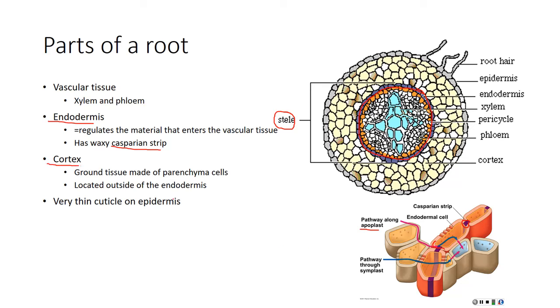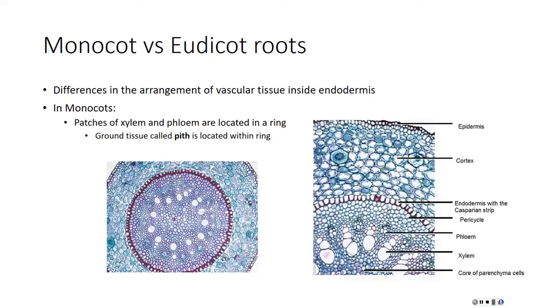We also have what we call the cortex. The cortex is ground tissue that is made of those parenchyma cells. If you haven't listened to the plant tissues lecture yet, the parenchyma cells take on a number of different roles, one of which is storage, and that is oftentimes their role in the root. And then usually there's a thin cuticle on the outer layer of cells known as the epidermis. We want the cuticle here to be nice and thin because we need to absorb water. Oftentimes we also have root hairs that increase the surface area over which the roots can absorb water.